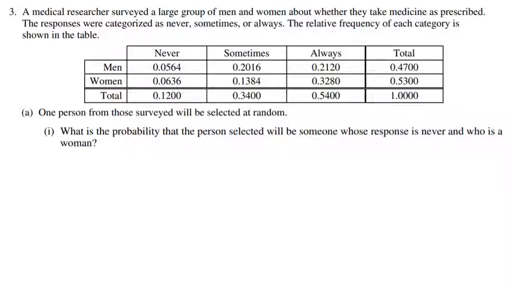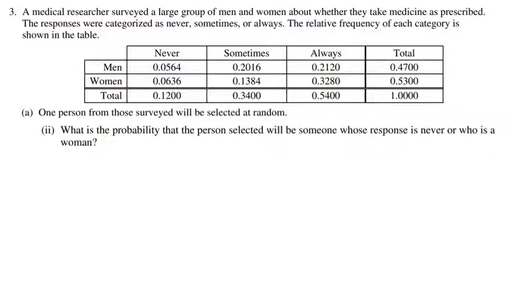Part A. One person from those surveyed will be selected at random. Number 1, what is the probability that the person selected will be someone whose response is never and who is a woman? All right, so we want the probability of never and a woman, or intersection. So we look at that column and that row, and where the column and the row intersect. That's simply the cell where they intersect, and that is about 6%.